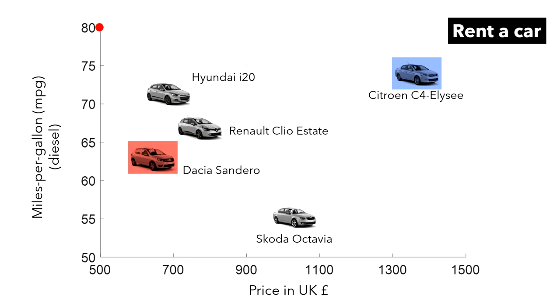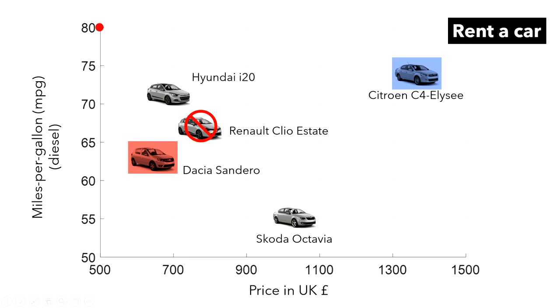How about the Hyundai? Dacia is better on price, Citroën is better on mileage, but there is no other car that is better on both criteria simultaneously than the Hyundai. Hence, Hyundai goes into my set of non-dominated alternatives. For the Skoda, I will have, again, those three cars, Hyundai and Renault and Dacia. They dominate the Skoda on both criteria, and the Citroën dominates the Skoda on the mileage criterion.